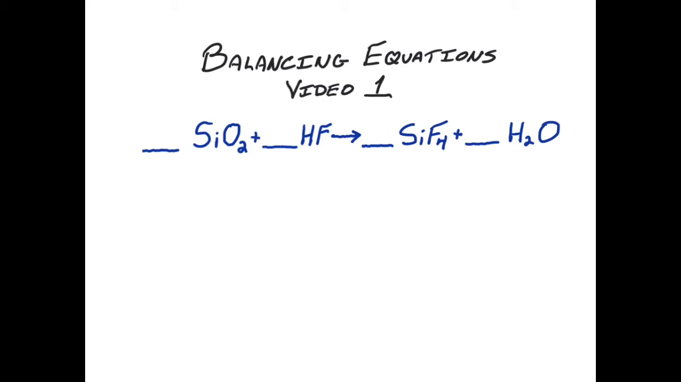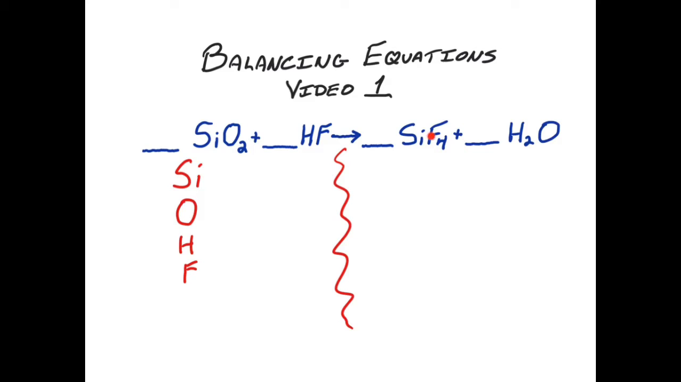So what I'm going to do is draw a squiggly line. The squiggly line is a divider. That's all it is. I'm going to divide the reactant side, which is on the left, from the product side, which is on the right. I'm going to identify the players, which are the atoms. We have Si, we have O, we have H, and we have F.